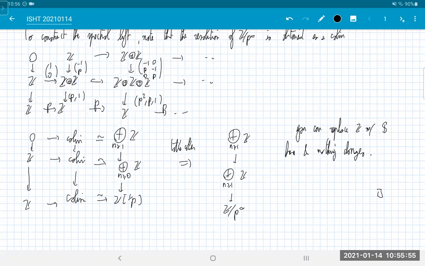I'm confused. Why are projective resolutions not functorial? I mean, they are certainly not unique, but you could lift maps somehow. Yeah, so what did they mean with that?